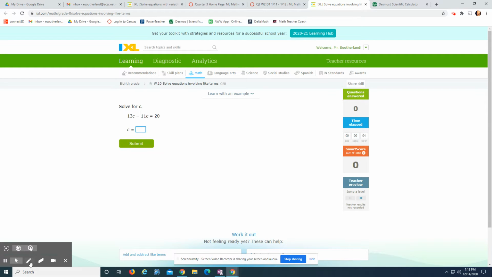So for this one, we're going to combine like terms. And when you combine like terms, you always add. So 13C minus 11C is equal to 20. And so the first thing I want to do is combine like terms. So what I'm going to do is draw a box around each one of the terms that are like each other. But notice how the second box, I include the negative sign or the minus sign.